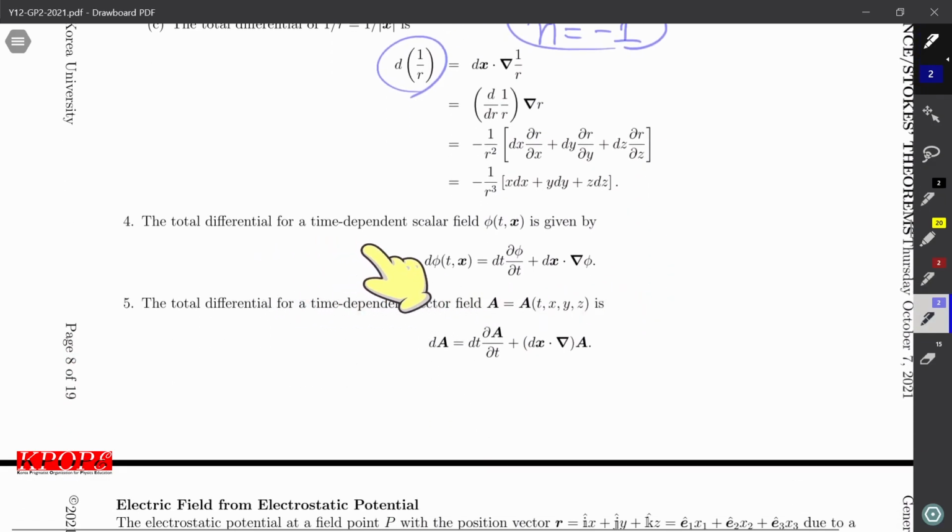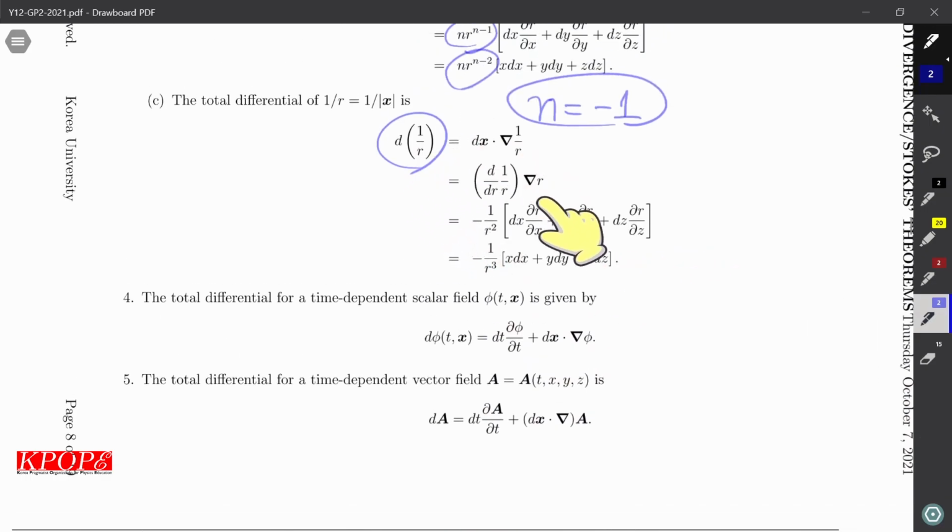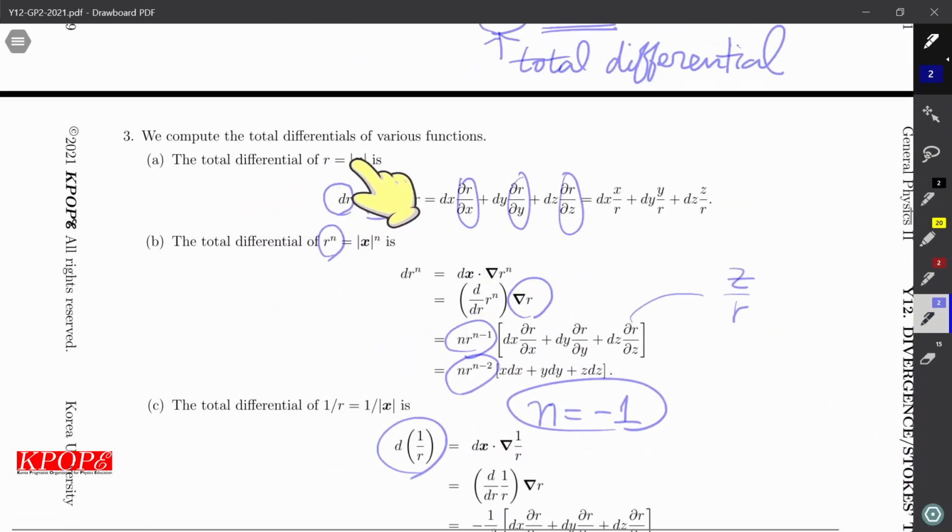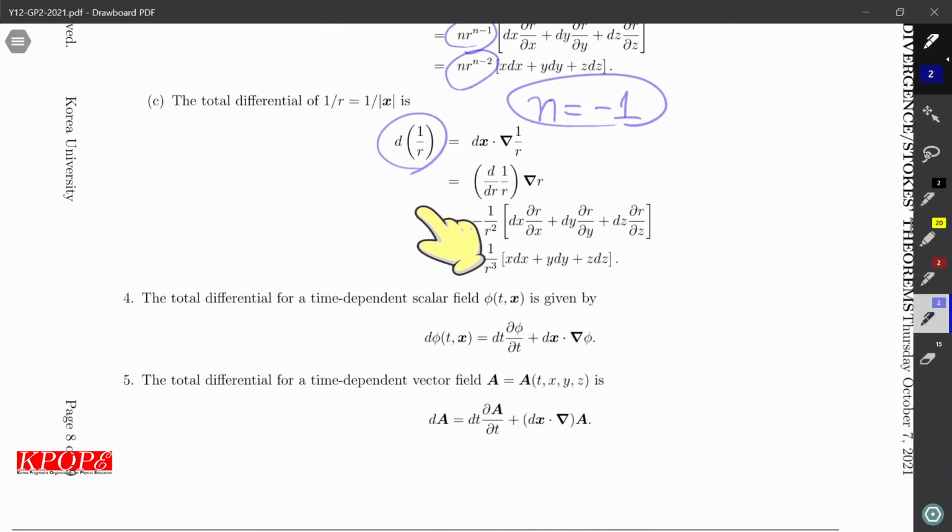The total differential for a time-dependent scalar field is given by this. Until now we only considered the spatial coordinates. The time dependence also appears, then we have to add this contribution too.